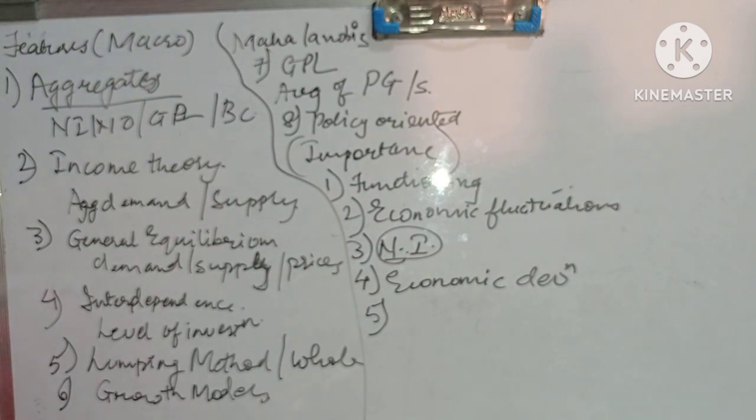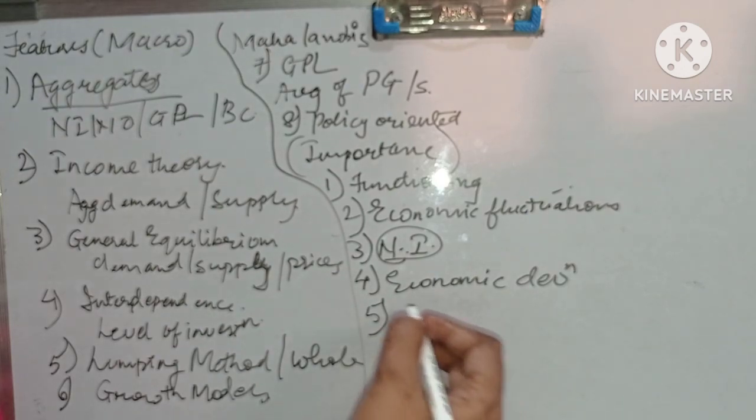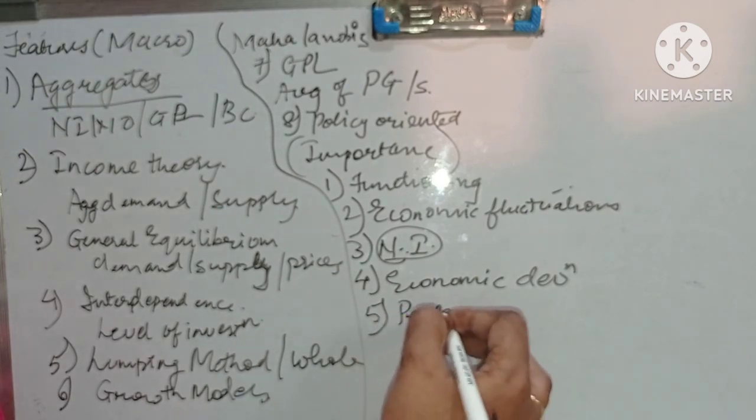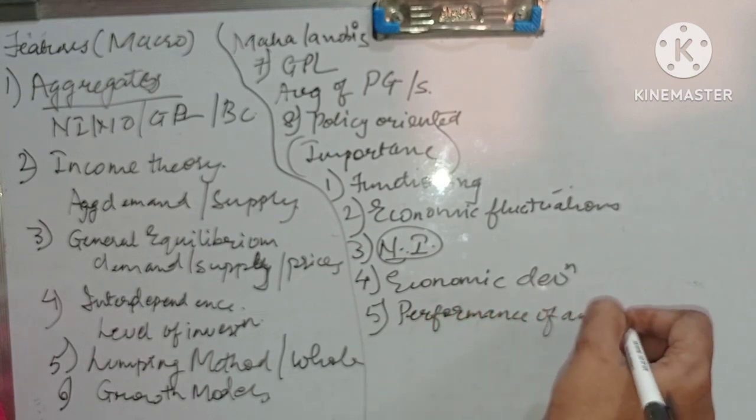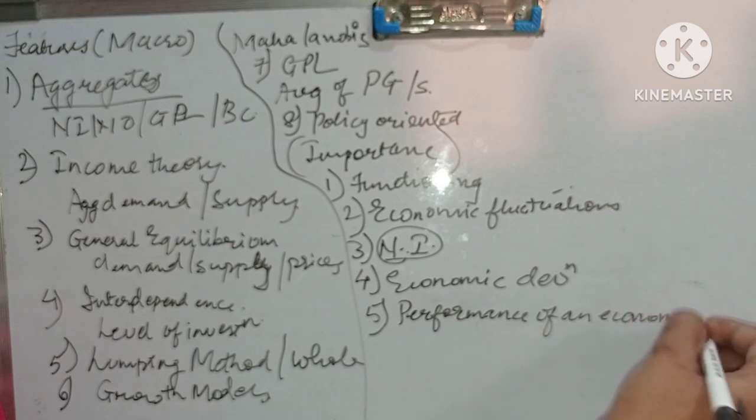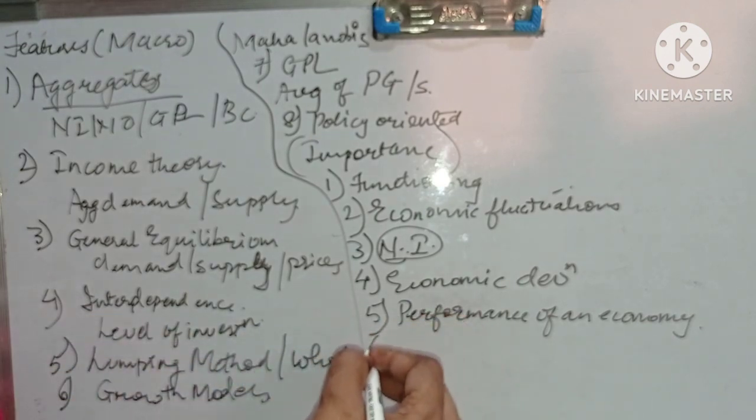Then comes performance of an economy. Macroeconomics helps us to analyze the performance of an economy. National income estimates are used to measure the performance of an economy over time by comparing the production of goods and services in one period with that of another period.